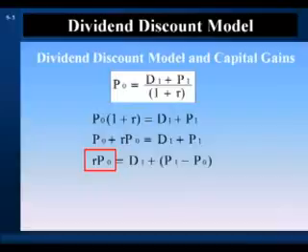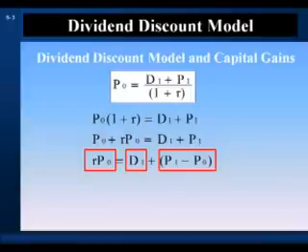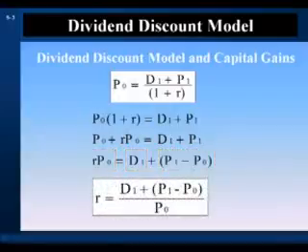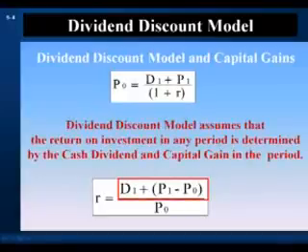The dollar return for the period consists of the dividend paid in the period and the capital gain, the change in the price of the stock over the period. Now let's divide both sides by the initial price, and we get the rate of return for the period. So the dividend discount model does not ignore capital gains. The dividend discount model assumes that the return on investment in any period is determined by the cash dividend and the capital gain in the period.